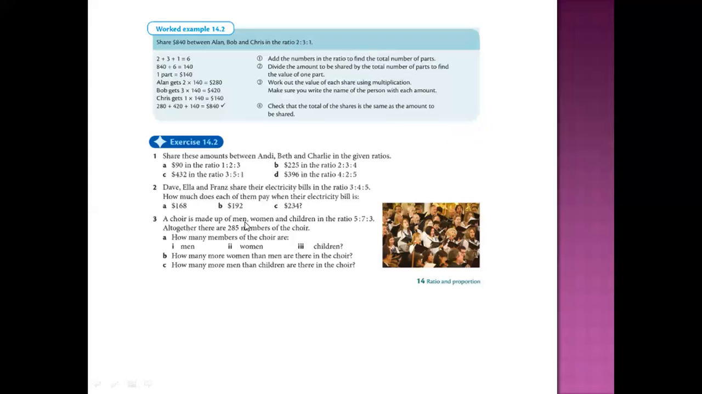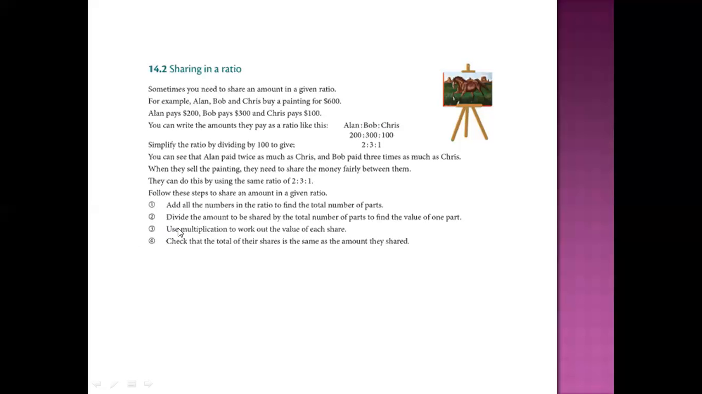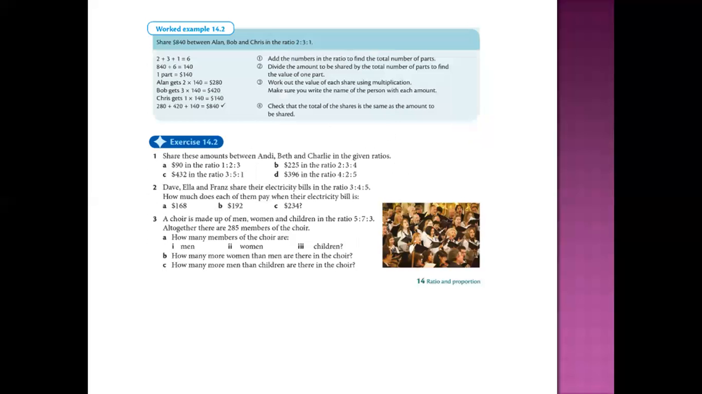As you see here, we have steps. The third step: use multiplication to work out the value of each share. Then we multiply to find the value of each share. And the last one: check that the total of the shares is the same as the amount shared. Okay, let's choose some examples, and after that, you can understand it. So, a worked example.